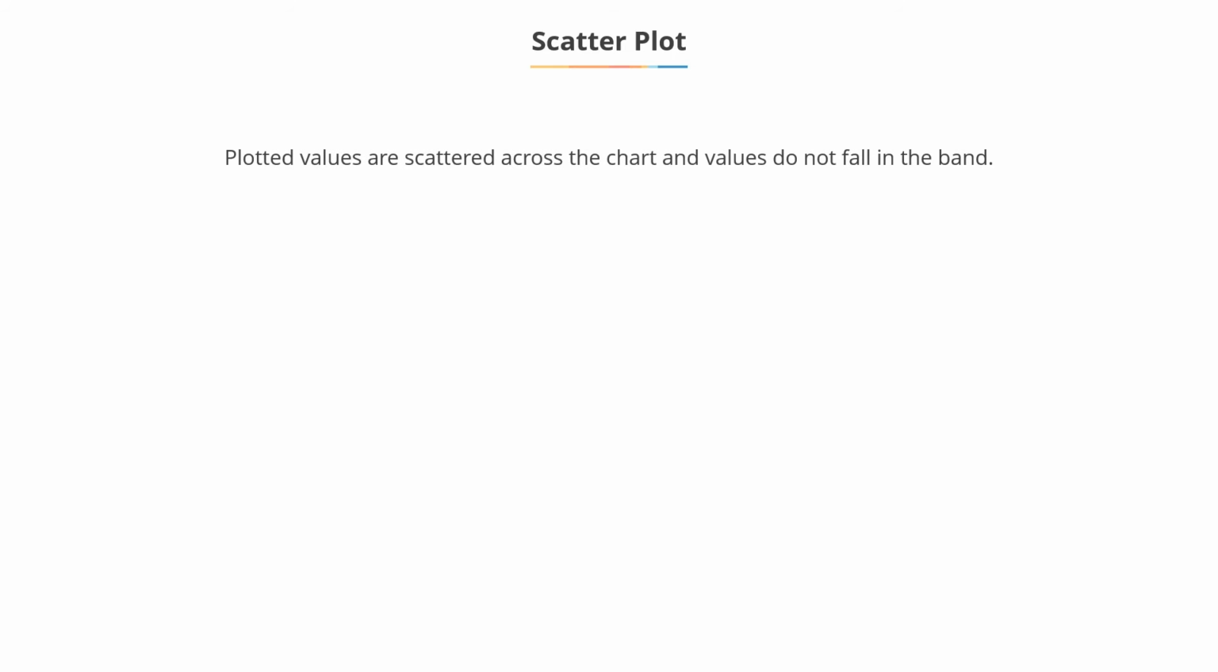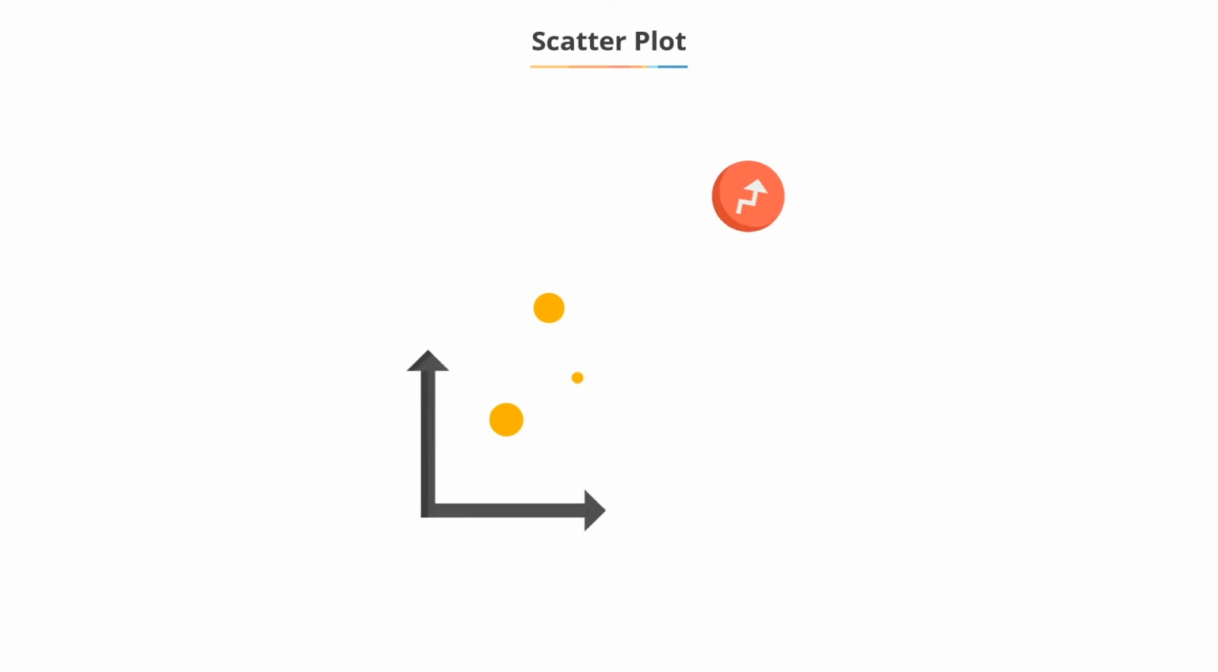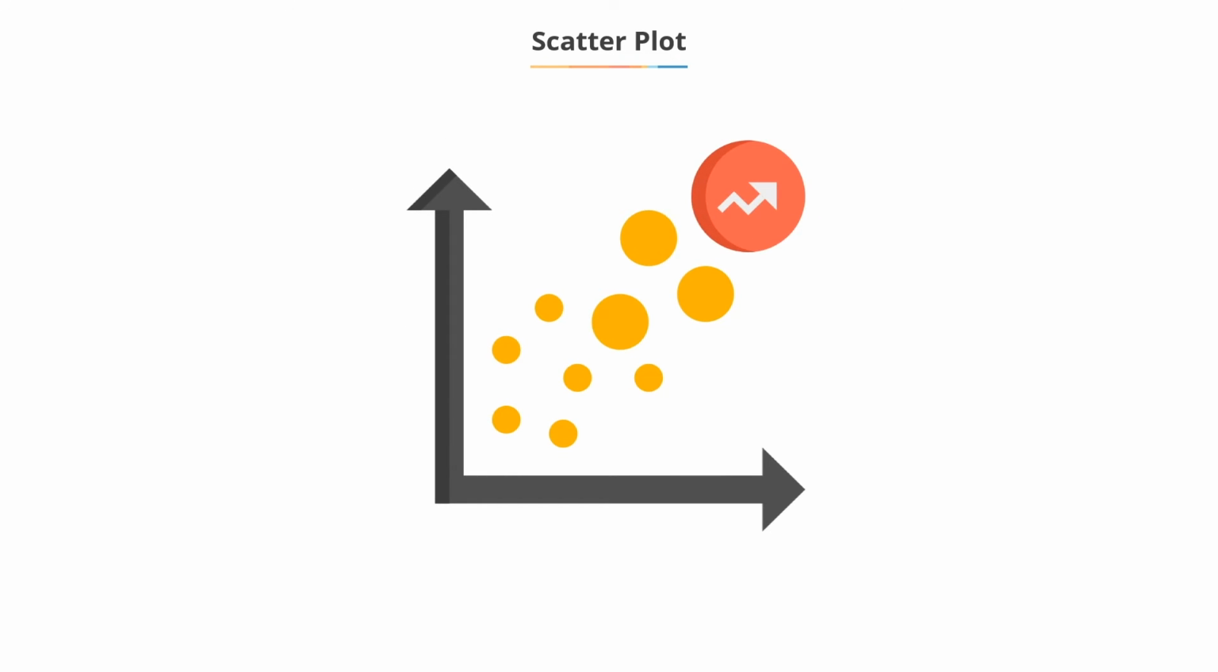In the below given plot, the plotted values are scattered across the chart and values do not fall in a band. In such cases, there is no relationship between the variables. The scatter plot chart or scatter diagram will be discussed in greater detail in the lesson correlation.